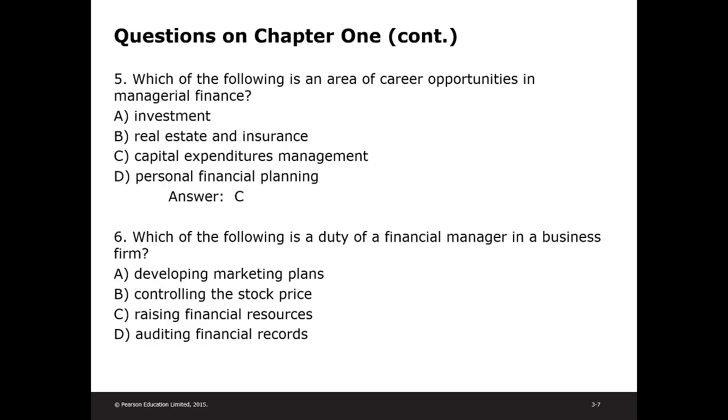Which of the following is a duty of a financial manager in a business firm? A, developing marketing plans. Of course not, this is a part of the marketing department. B, controlling the stock price. No one in the world can control a stock price. This would be fraud, of course. So this is not the answer. C, raising financial resources. This is true. This is one of the tasks of a financial manager. And D, auditing financial records. No, this is not the answer, because this belongs to the auditing department. So the answer here will be C.